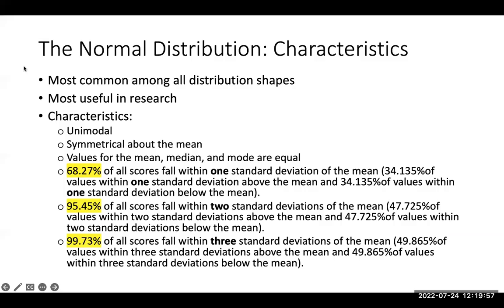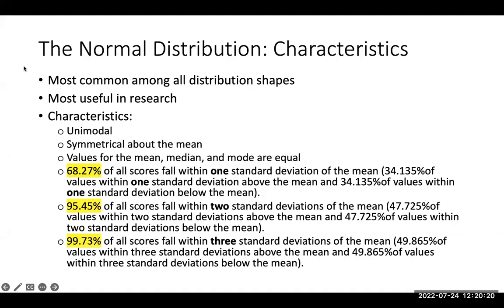First of all, if a data set is normally distributed, it is unimodal. That means there's only one distinct peak. Secondly, it's symmetrical about the mean. That means that the mean is right there in the middle of the normal distribution. And most importantly, the values of the mean, median, mode are equal, right?